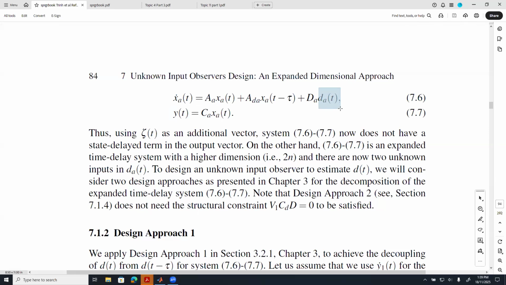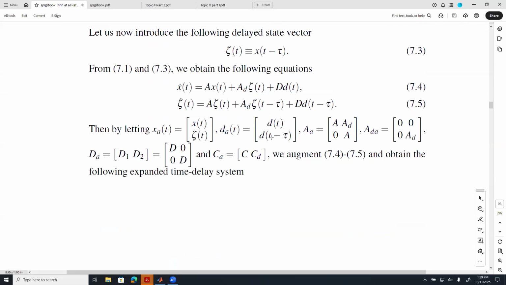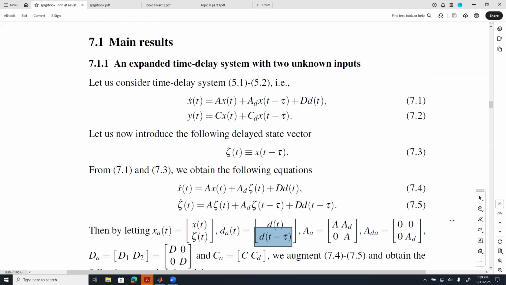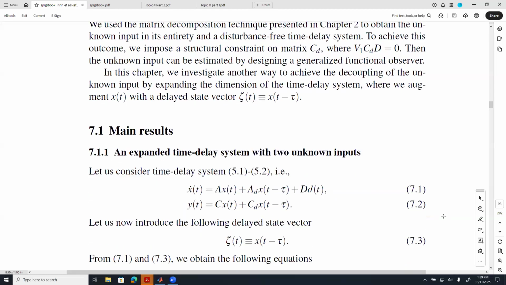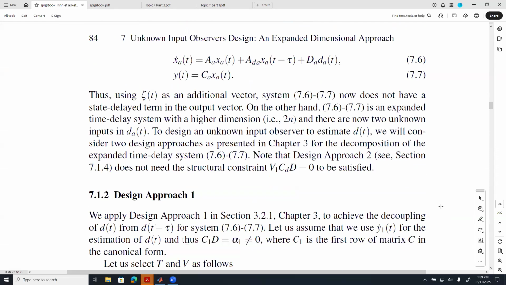We have a vector, the unknown input vector. So we have the unknown input d(t) and a delayed version of it. This is another way of looking at the unknown input estimation problem. Let us continue on with the analysis.